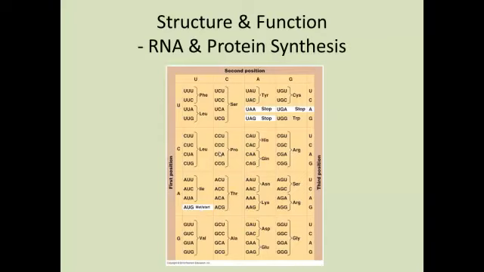Let's look for ACU. Oh, there it is right there. Codes for threonine. THR, that's all you need to remember. CCC, oh, let's look around. Oh, there's CCC, codes for pro or proline. And the last one, UGA, codes for stop. It's a very small protein.